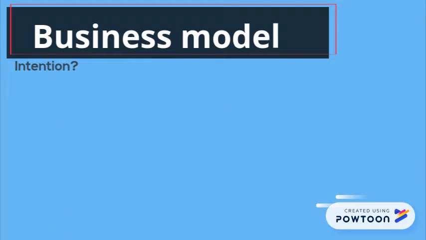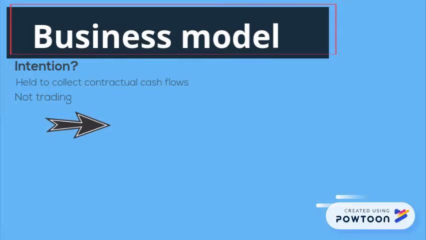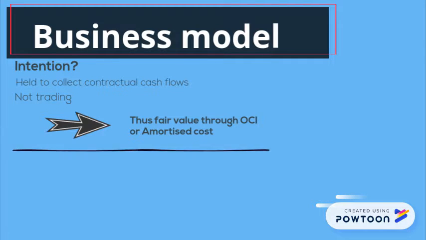The business model is the intention of the entity. If it's held to collect contractual cash flows or for non-trading activities, it can either be fair value through OCI or amortized cost. If it's specifically held for trade, it's always fair value through profit or loss.